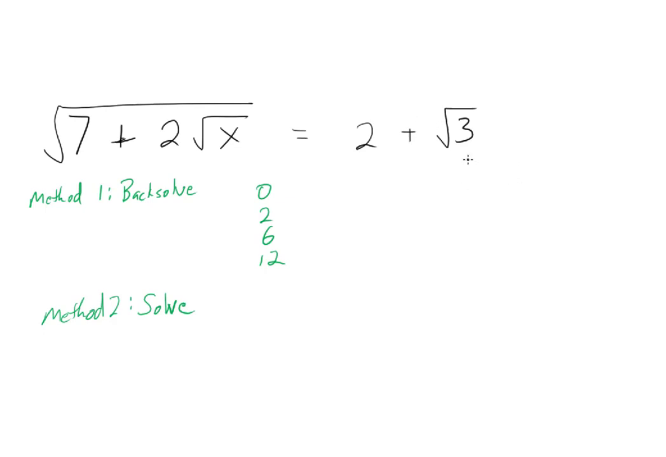That's not a problem. I mean, if you know square root of 3 is about 1.73, we know 2 plus 1.73 on the right side is 3.73. So what numbers would make the left side 3.73? Well, 7 plus 2 times 0, square root of 7, is not 3.73. 3.73 is the square root of something closer to 16 or 15, something in that ballpark.